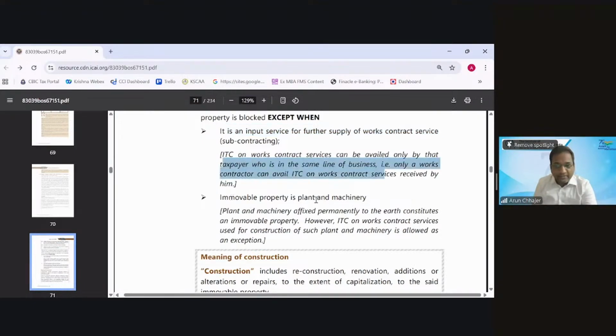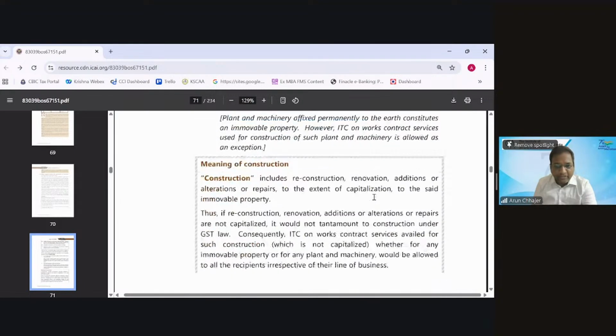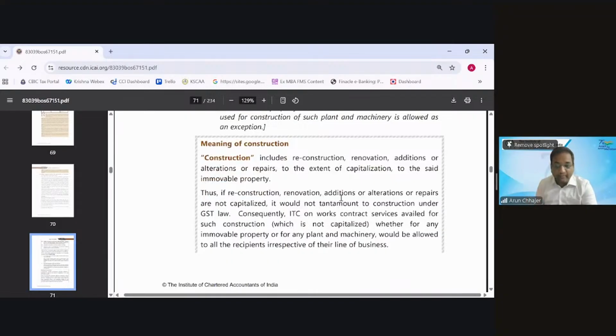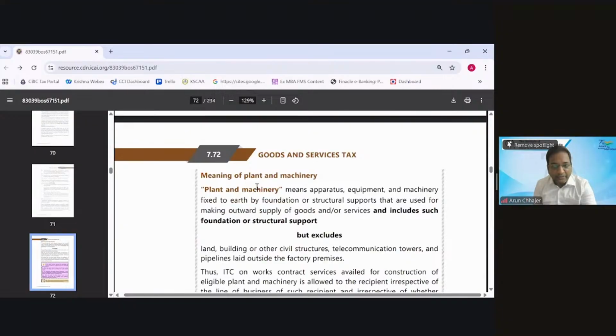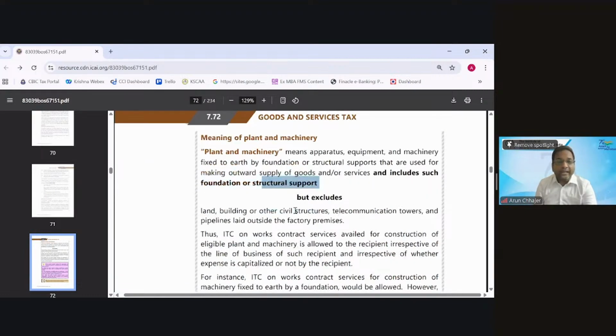Same line of business, immovable properties, plant and machinery. Meaning of construction, they are saying construction means to the extent of capitalization. Meaning of plant and machinery, again the term plant and machinery has been defined in the law. It means apparatus, equipment, machinery fixed to earth by foundation or structural support that are used for making outward supplies of goods and services, and includes such foundation and structural support, but excludes land, building, other civil structure, telecommunication tower, and the factory premises.